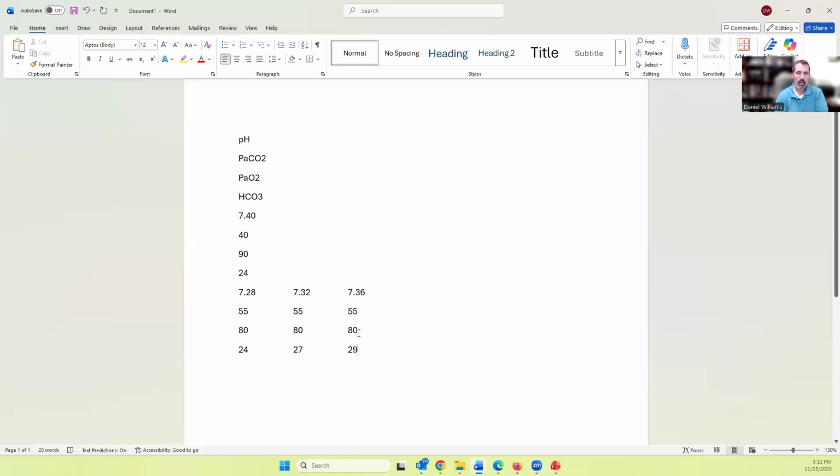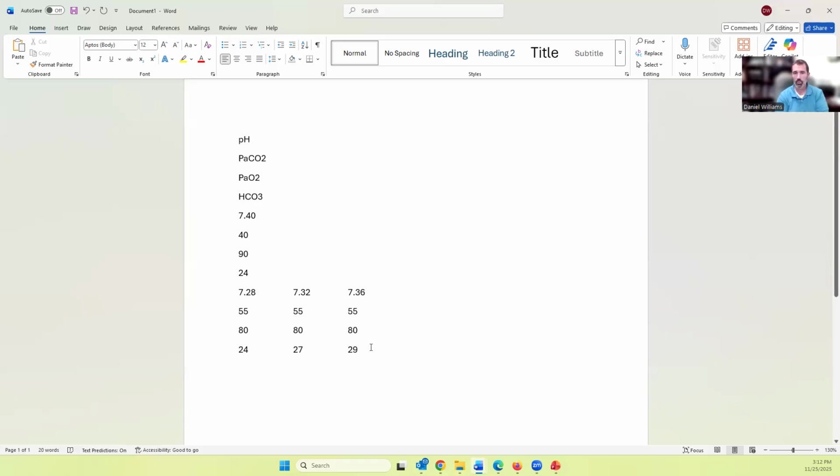PaO2 is still okay, but my bicarb is 3 above normal. If normal is 22 to 26, I've had renal compensation. My pH is back to within normal, so I have a fully compensated respiratory acidosis at this point. It's fully compensated because the renal system has now put out enough bicarb to buffer the excess CO2, and now we have a fully compensated respiratory acidosis.